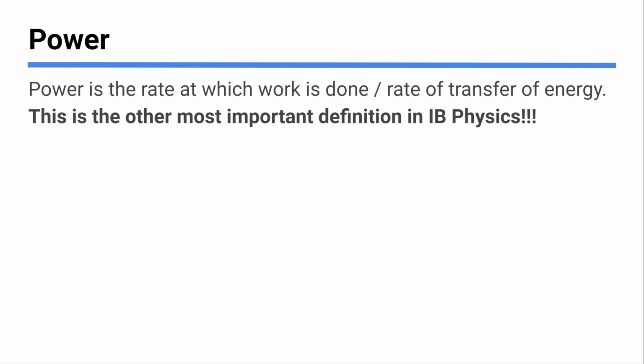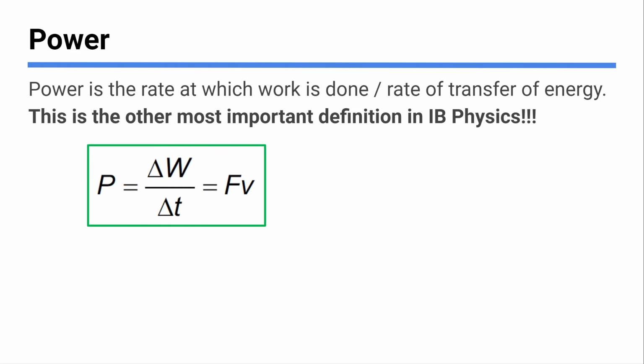And last thing, very, very important thing, is power. Power is related to all this stuff. Work is an amount of energy that you change. Power, what we care about, is the rate. So the definition of power is it's the rate at which work is done. Or if you prefer, the rate of the transfer of energy. We're going to measure it then in joules per second.